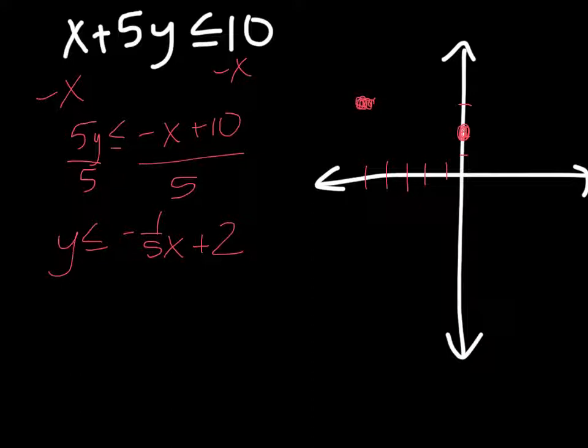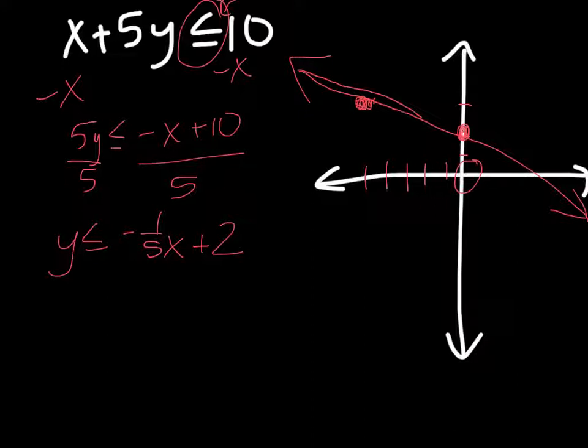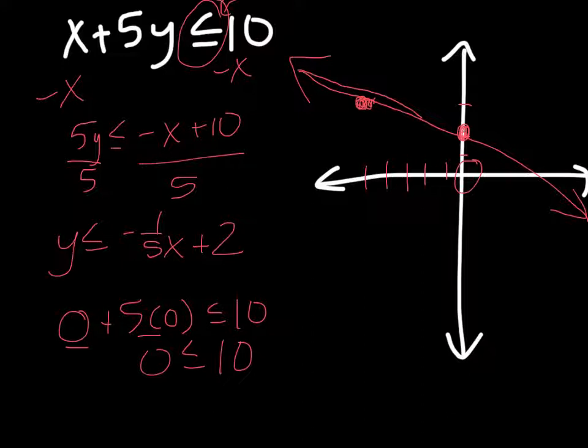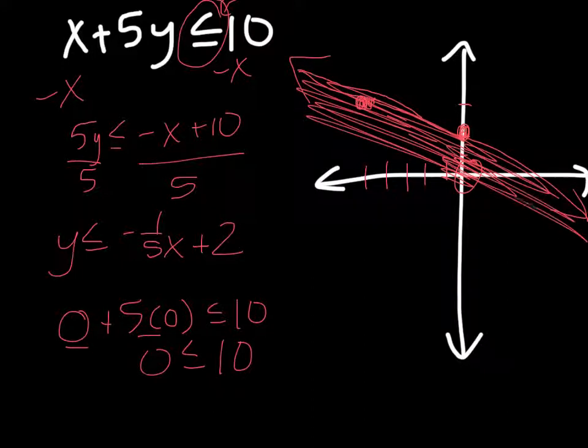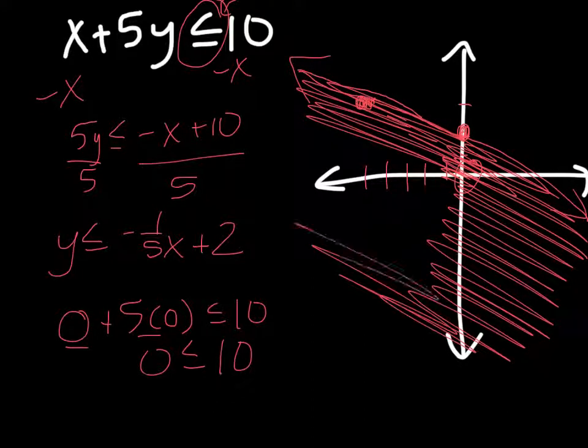And then I look at the sign, and I say it's less than or equal to. So it's a solid line. Oops, my line didn't quite get through there. And then I'm going to use a test point. Again, I'm always going to choose that origin if it's not on the line. Why? Because it's easy. Because I go up to my original equation and I say 0 plus 5 times 0 is less than or equal to 10. 0 plus 0 is 0. Is 0 less than or equal to 10? Yes. So the test point works. I shade everything that is over on this side of my line.